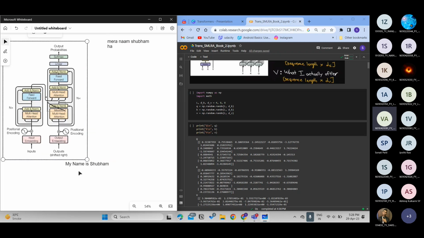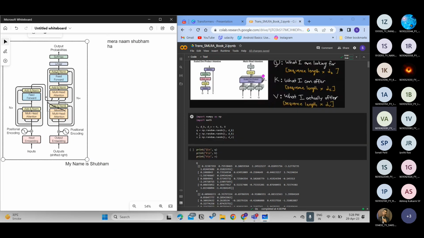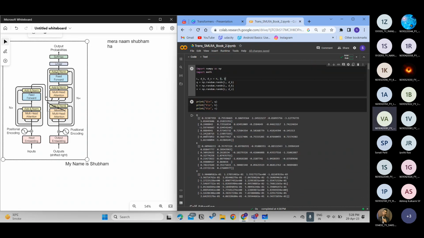So as I wrote a sentence, my name is Shubham. It contains 4 words. That's why I gave L equal to 4, that is, the length of the sentence is 4. The DK and the DV are the key and the value vector dimensions, which I assigned 8 and 8 as of now. Now I'm randomly assigning values to them, and I'm printing this.